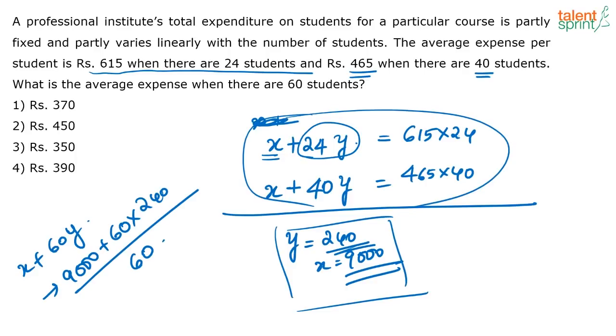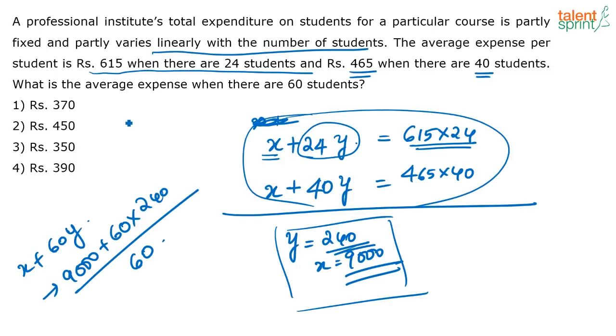See what is given here. Average expense per student is 615 when there are 24 students. So what is the total expense when there are 24 students? It is nothing but 615 into 24. This is the total expense. Now what are they saying? This total expense is comprised of a fixed part and a variable part. Fixed part is always constant. How many ever students are there, this X is going to be X itself. Now variable part, it varies linearly with the number of students.